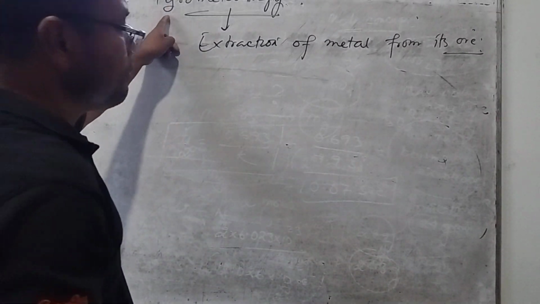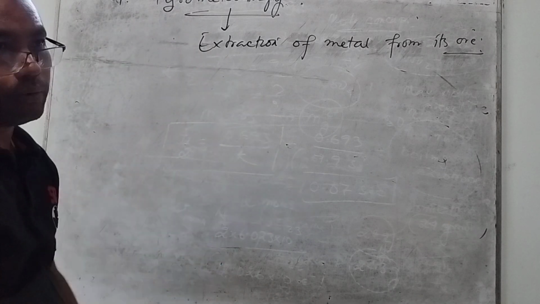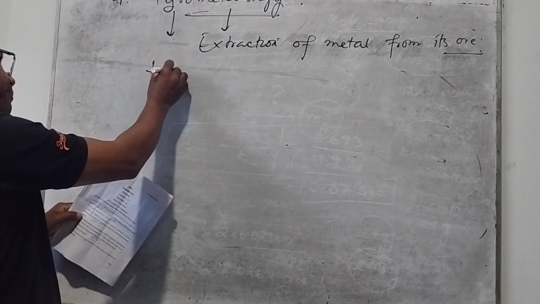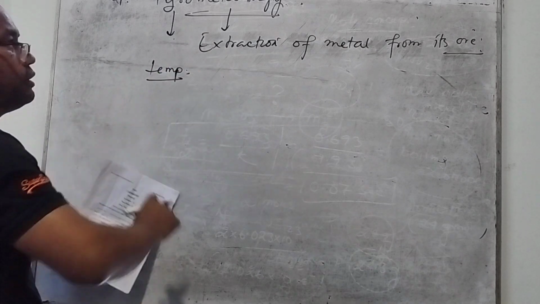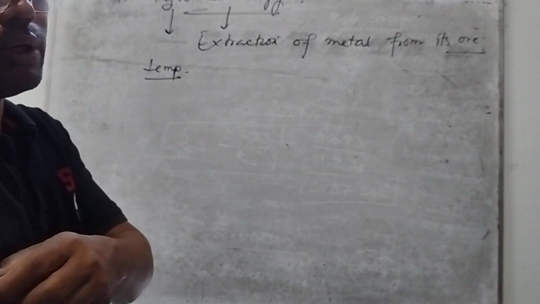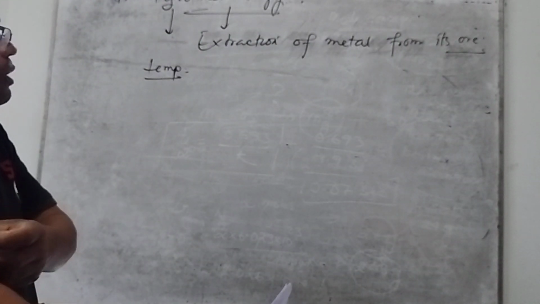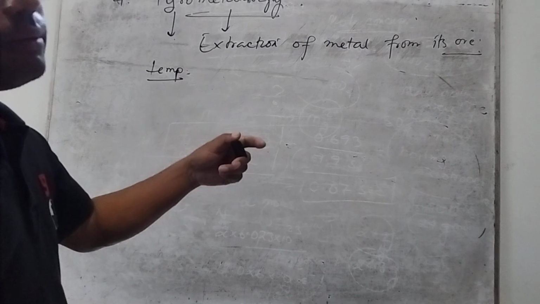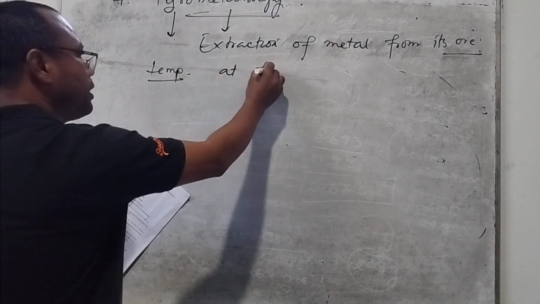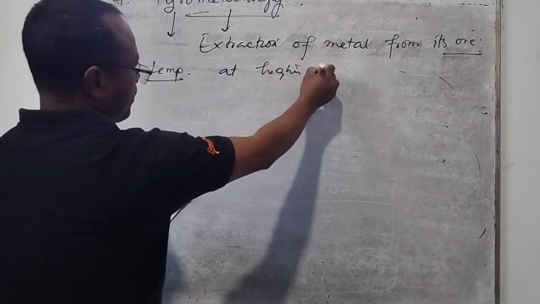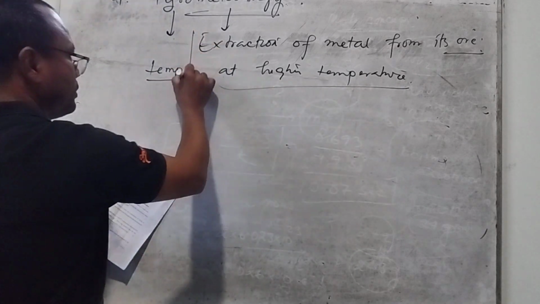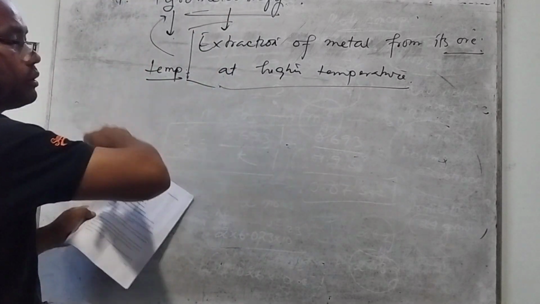So in the prefix, if they write pyro, it means it is related to temperature. So when we define pyrometallurgy, it means the process of the extraction of the metal from its ore at higher temperature. So this is the answer of this question.